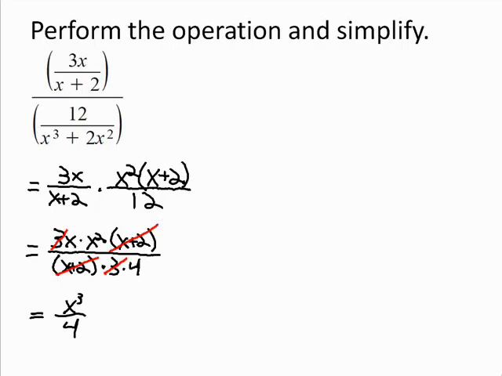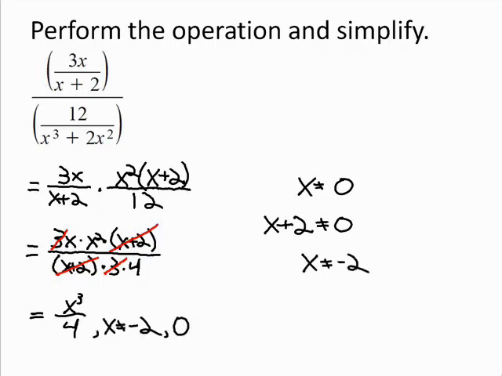This expression has to have the same domain as the original expression. Before inverting the divisor, x was a factor in the denominator, so x cannot be equal to 0. Also, there was an x plus 2 in the denominator of the original expression, so x plus 2 cannot be equal to 0. Subtract 2 from each side. X cannot be equal to negative 2. The simplified expression is x cubed divided by 4, where x is not equal to negative 2 and x is not equal to 0.